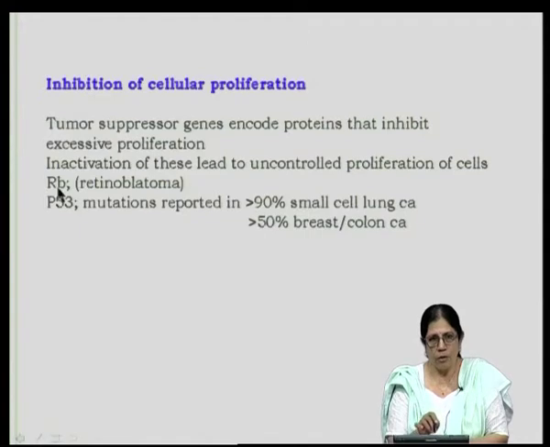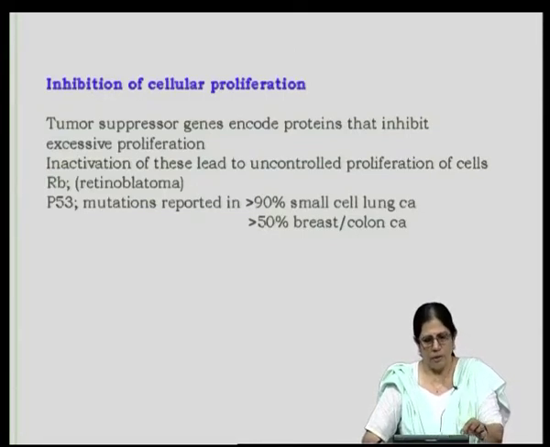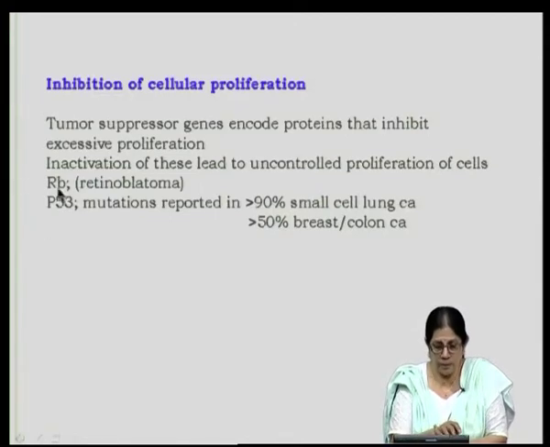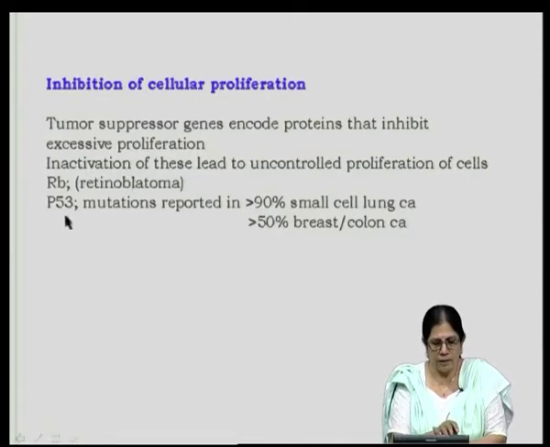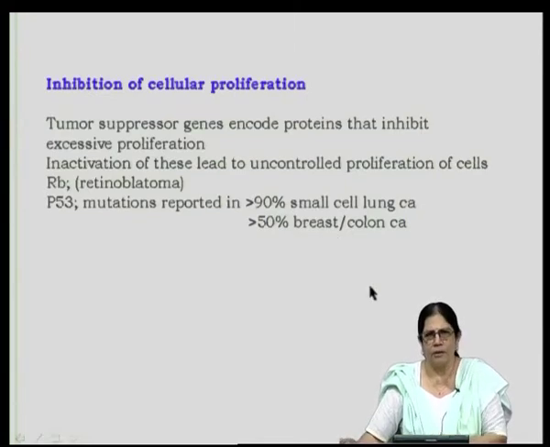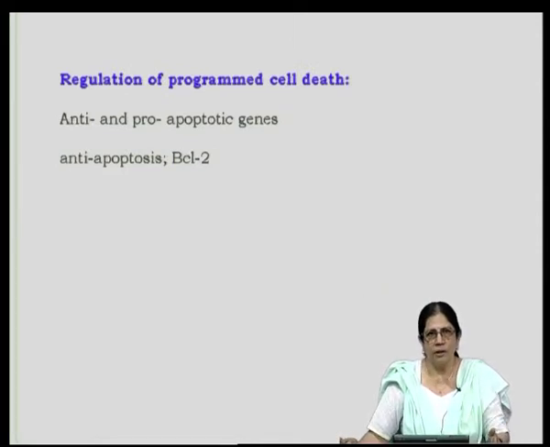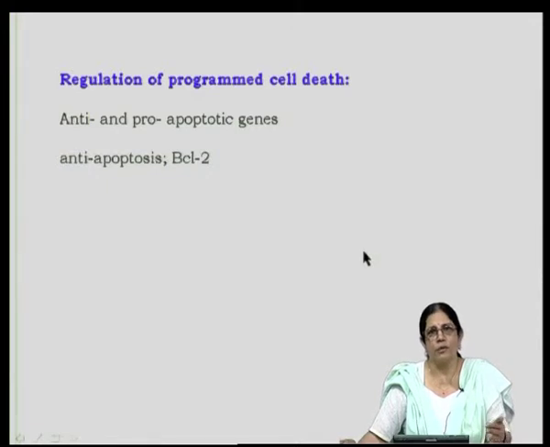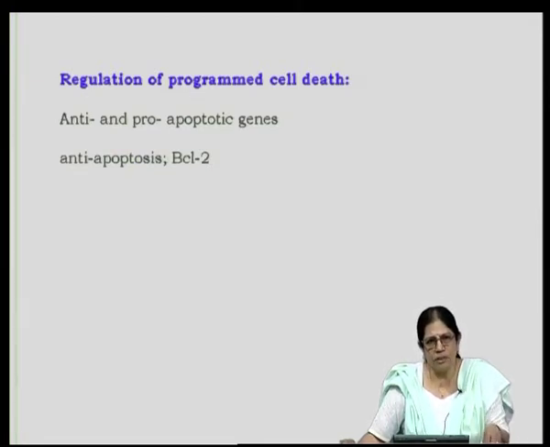Inactivation or mutations in any one of these would make such cells lose control of cellular proliferation, leading to unchecked proliferation. RB is involved in the establishment of retinoblastoma, and in fact, the gene was named RB because it was first isolated from retinoblastoma. P53 mutations have been reported in more than 90% of small cell lung carcinoma and more than 50% of breast and colon cancer, and of course, in several other carcinomas. So, we have seen mutations of those genes, the products of which induce proliferation, growth factors, and those that are involved in signaling, which ultimately again go on to cell proliferation, or the proteins that can check proliferation. Mutations of any of these can lead to uncontrolled proliferation.